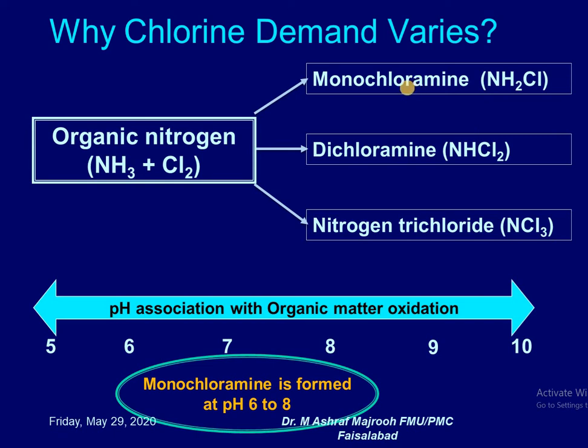For free residual chlorine, the monochloramine and dichloramine will consume most of the chlorine added, but a little amount of chlorine is used for trichloramine. And again, the formation of the chloramines is associated with the pH.